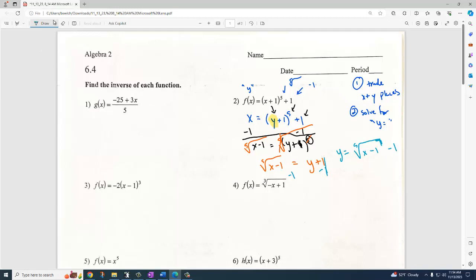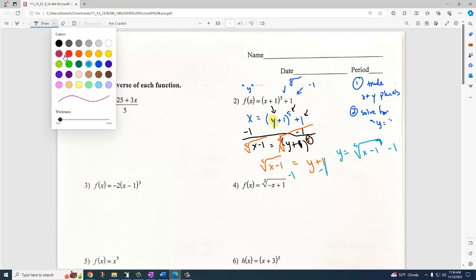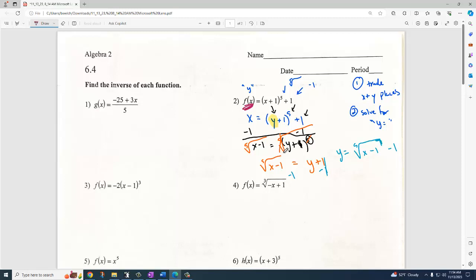Now this is the answer, but there is a nice way to formalize our answer. You see, this is f of x. To say that we have the inverse, the one and only, we're going to use a special notation. We'll go ahead and call it f of x, but we're going to put a negative 1 exponent on the f, and that literally means inverse. It's just a symbolic representation saying this is the inverse of f of x. And so everything else stays the same the way it is.